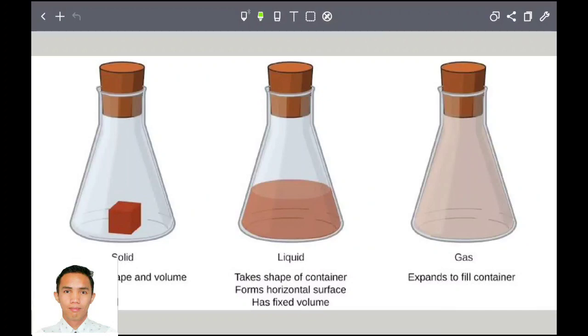Now let's proceed to the container. Here in the picture, a solid has fixed shape and volume, while a liquid takes the shape of the container, forms a horizontal surface, and has fixed volume. Gas expands to fill the container. You see the solid, liquid, gas comparison about filling the container.